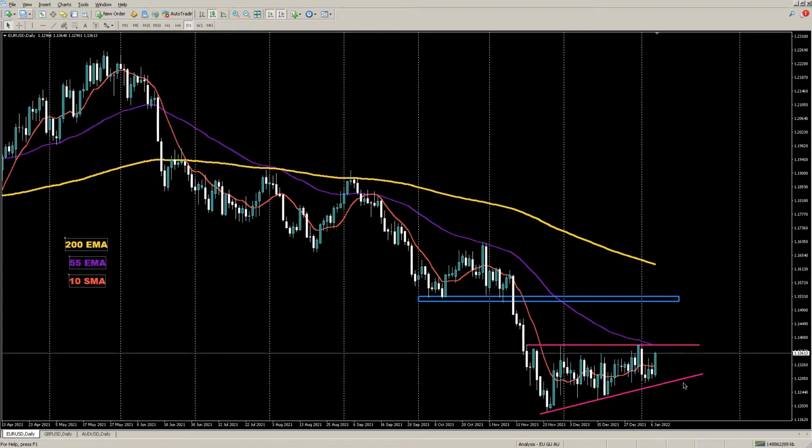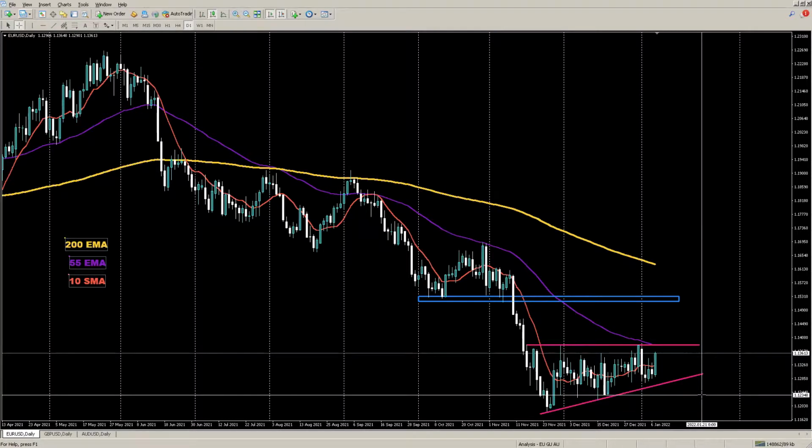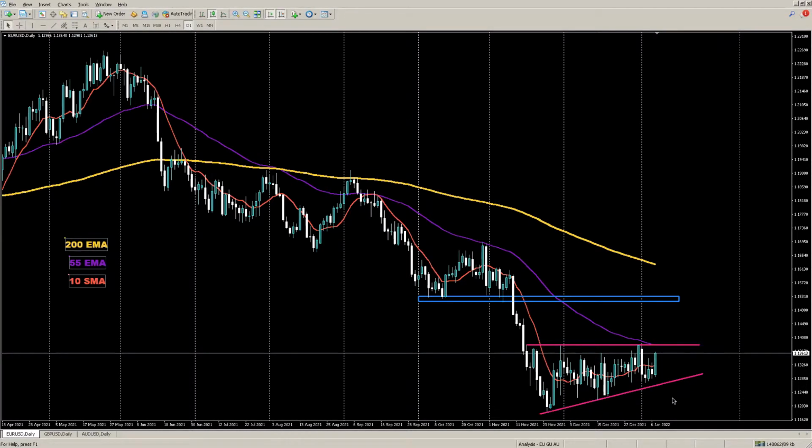Otherwise, if it drops below 112.35 and then eventually at the 111.90 area, let's call it, that's going to be a further bearish move down.